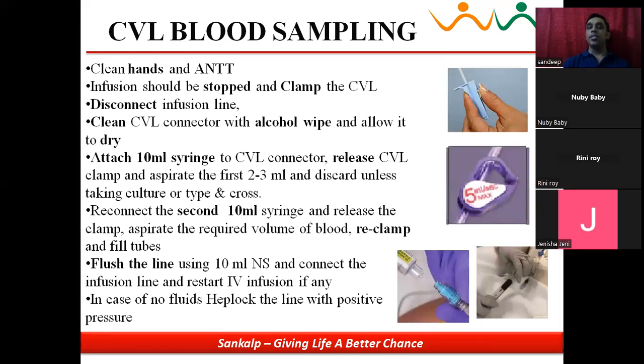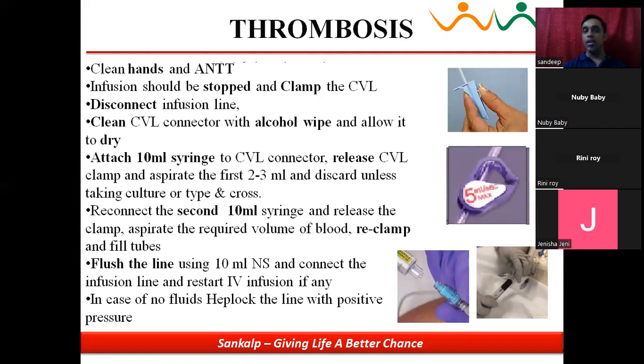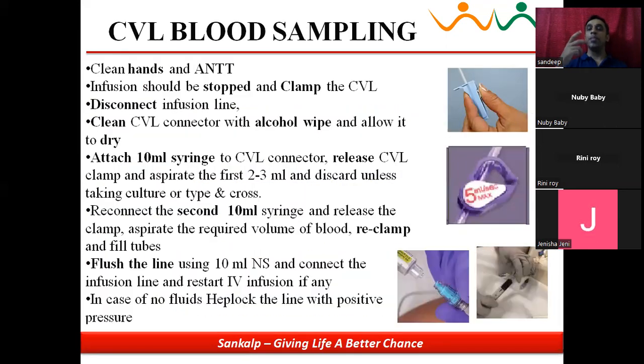After connecting the 10 ml syringe, you should have 3 syringes. The first syringe you withdraw is called the discard sample. This discard sample can be used only for blood grouping or blood culture. Other than that, we should not use it for anything. And we are not supposed to push that blood back into the line either. That has to be discarded. The name itself is discard sample.